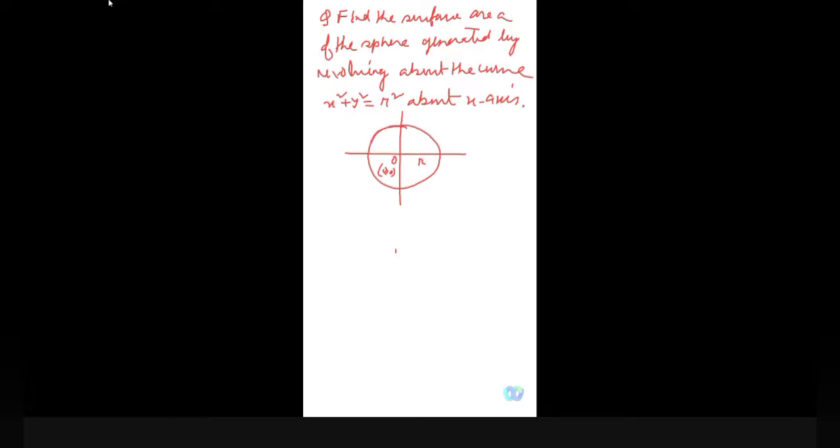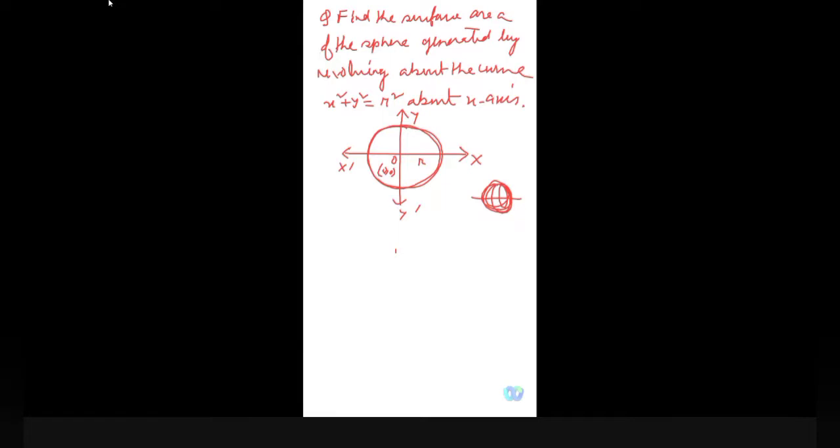You are asked to revolve the circular figure about the x-axis. If we revolve this particular arc about the x-axis, a solid will be generated, which is a sphere. The circle moves about the x-axis, so it will rotate, and you get a spherical shape. What is the surface area of a sphere?